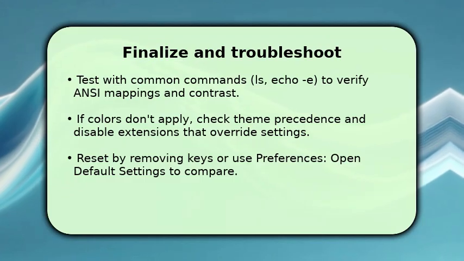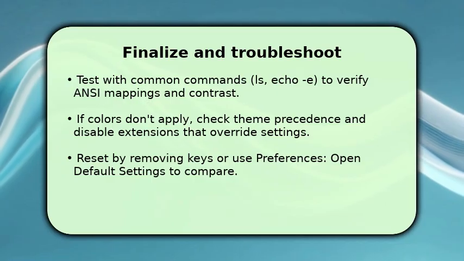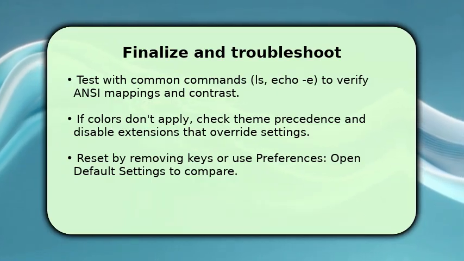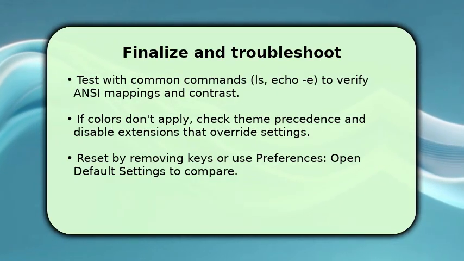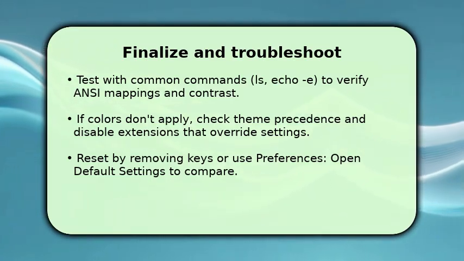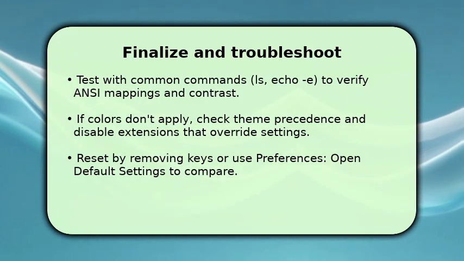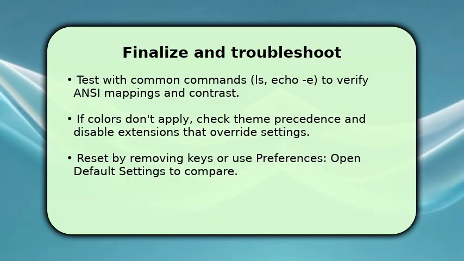If changes do not appear, make sure the active theme or an extension is not overriding workbench.colorCustomizations. Disable or reorder extensions, then reload the window. Also confirm the shell sends color codes, as some remote or login shells strip sequences. If things still fail, remove your overrides to revert, then reintroduce them step by step to isolate the culprit.